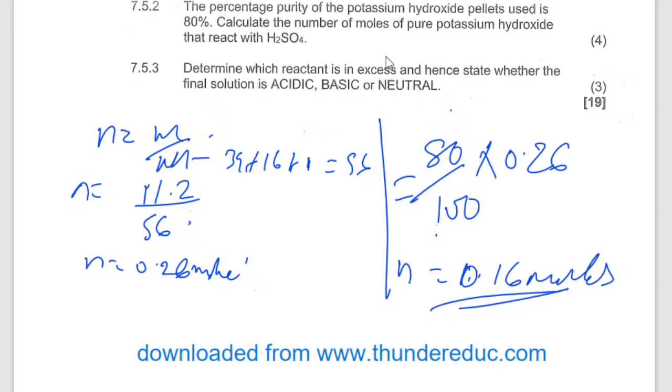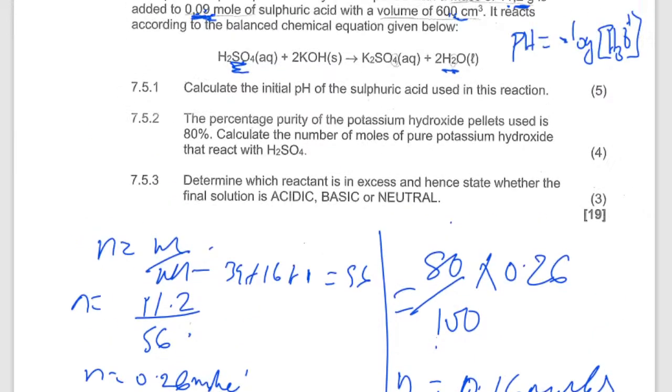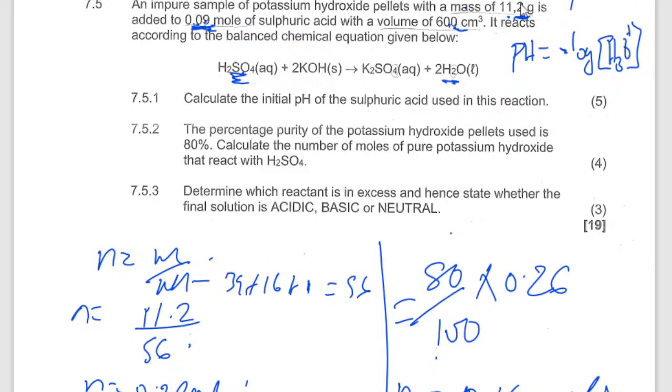So you have to first convert the mass into number of moles, and then after that they say that only 80% was used, meaning, what is 80% of 0.26? It is 0.16. So yeah.